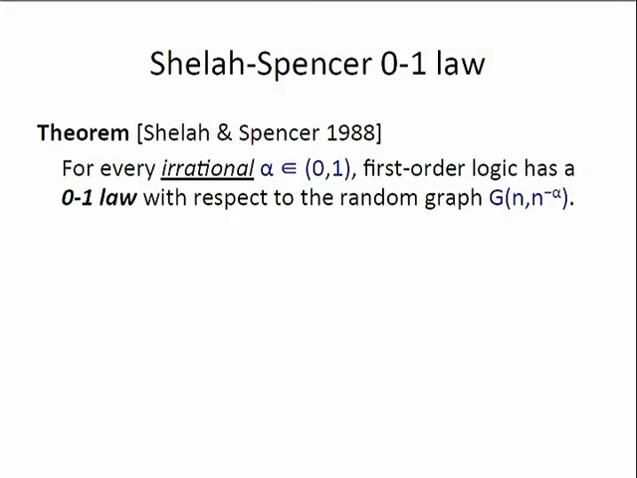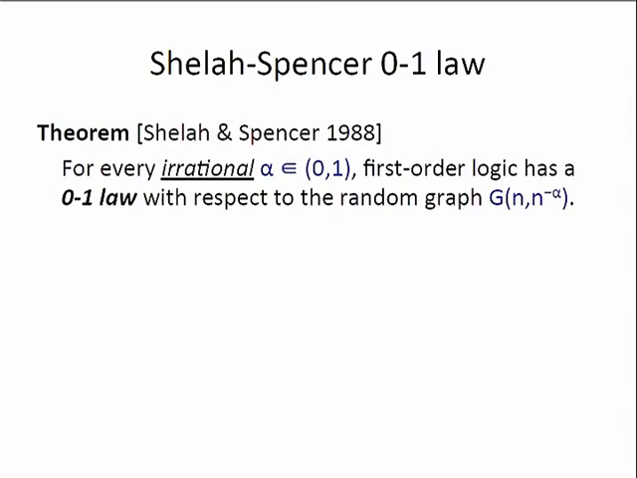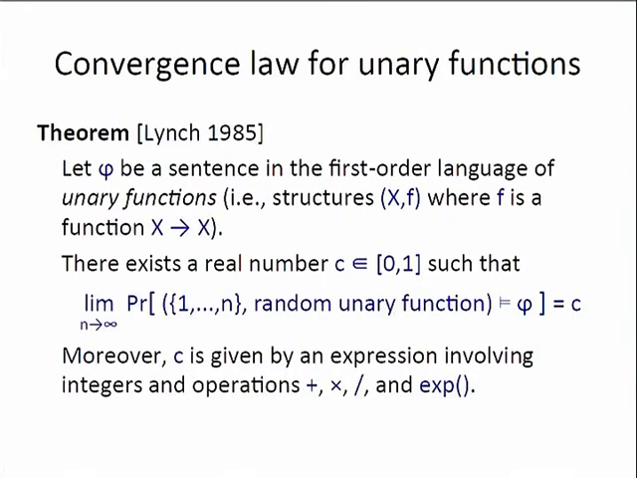Okay. So now I'm going to talk about some other 0-1 laws. Just mention them, not going into any proofs. A very interesting, beautiful result of Shelah and Spencer gives a 0-1 law for first order logic with respect to the random graph G(n, n to the minus alpha), where alpha is any irrational number between 0 and 1. And here it's actually essential that alpha is irrational. I'll come back to that in a moment. But first order logic has a 0-1 law for such graphs.